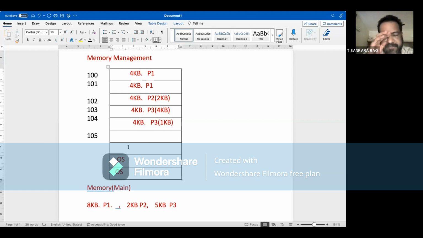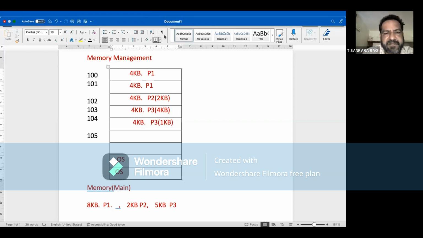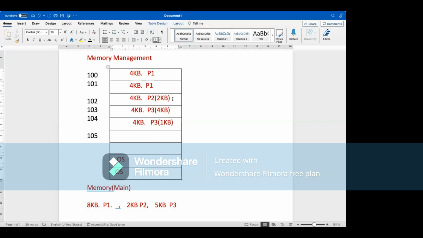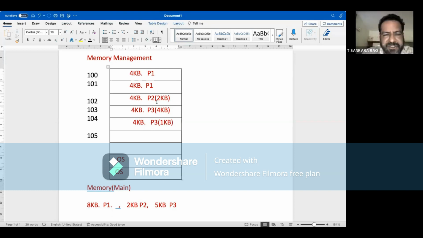Okay. But do you identify any problem here? Anyone? Memory allocation differs, sir. 102. So P2 size is only 2 KB, but the remaining 2 KB is wasted in the 102 location, right? Because they are fixed size partitions.